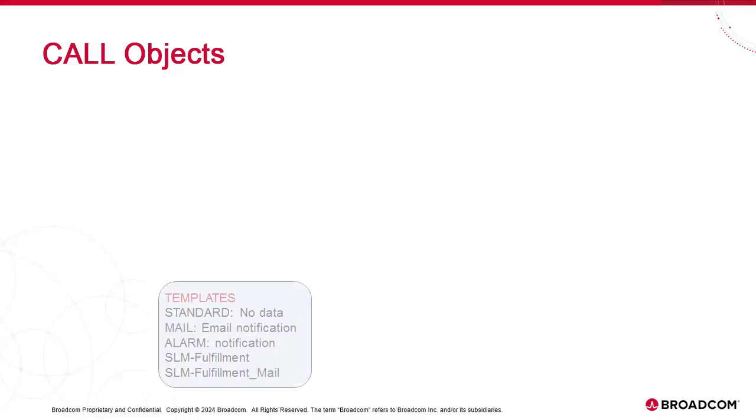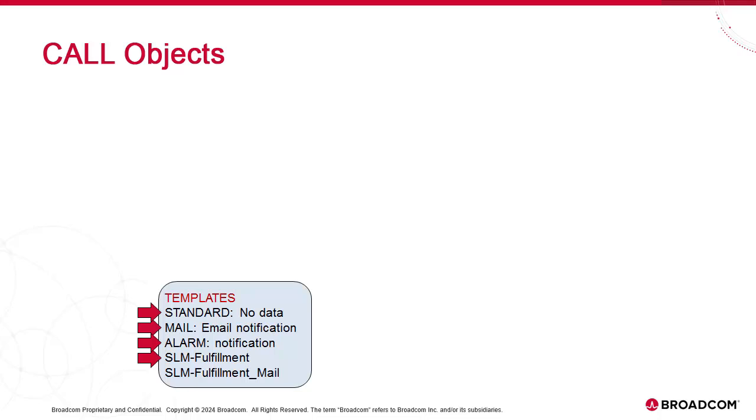Automic includes a powerful notification engine to issue notices to users. In order to build this, we use call objects, which can be inserted in a workflow. They become tasks in their own right. Notifications can be scheduled, sent selectively to users, or triggered based on certain occurrences like job events. There are 4 types of notification objects: alarm, mail, SLM, and standard.